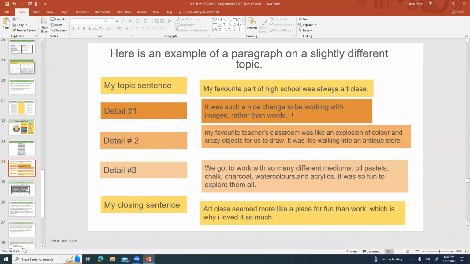It was such a nice change to be working with images rather than words. My favorite teacher's classroom was like an explosion of color and crazy objects for us to draw. It was like walking into an antique store. Now, here, I actually used 2 sentences to explain that detail. That's totally fine. That's a great way to get more sentences into your paragraph. Detail number 3, we got to work with so many different mediums: oil pastels, chalk, charcoal, watercolors, and acrylics. It was so fun to explore them all.